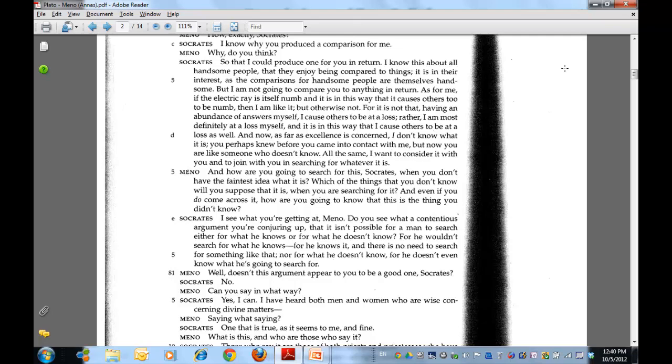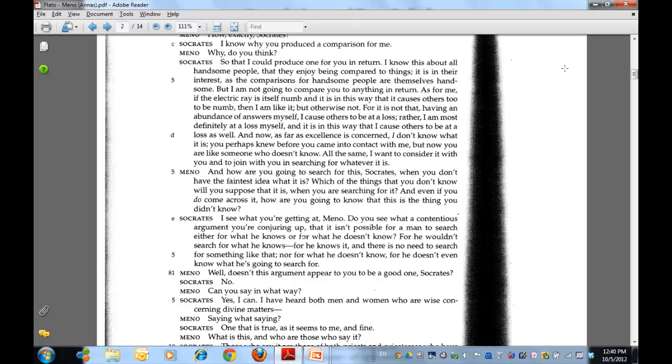So that's what happened, and then we had this whole discussion of, you're like this electric ray, comparing me to this, I numb people. We'll get into all that. Let's not worry. Just think of it as kind of the opening dialogue in a movie. But now we're getting down to the critical part. This is where the paradox of inquiry starts. He's talking about a comparison, so I could produce one in return. I know this about handsome people.